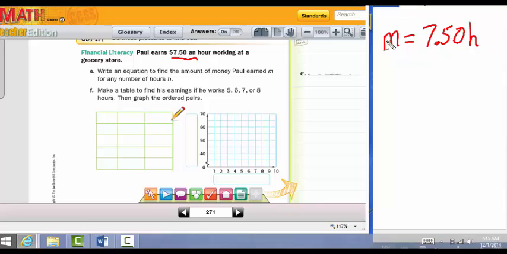Now it asks you to make a table to find his earnings if he works 5, 6, 7, or 8 hours. So remember that you skip the first set of boxes here, and we're going to put our 5, 6, 7, and 8. That is going to be our input. So our input obviously is hours. And then our algebraic expression here is going to be 7.5 times H. And then our output is going to be M, the money he makes.